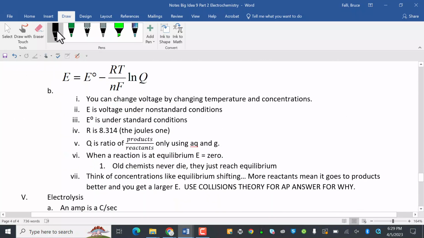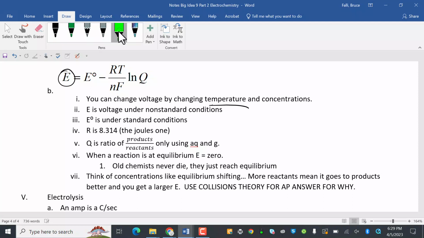All right, E equals E naught minus RT over nF ln Q. So this is E at a non-standard condition. You can change the voltage by changing the temperature. Notice how that's not a constant. And the concentration, Q. So remember, Q is products over reactants. Come on, it's products over reactants. Remember, it had to be in molarity raised to the coefficients.